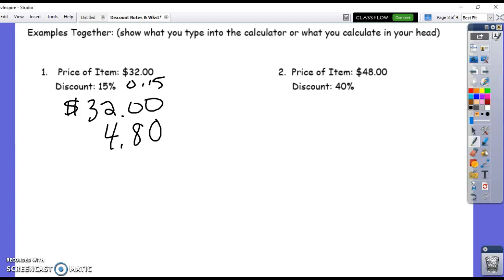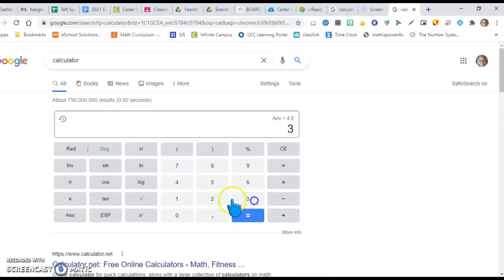So this is my discount, so I'm going to subtract it. So $32 minus $4.80 gives me 27.2.